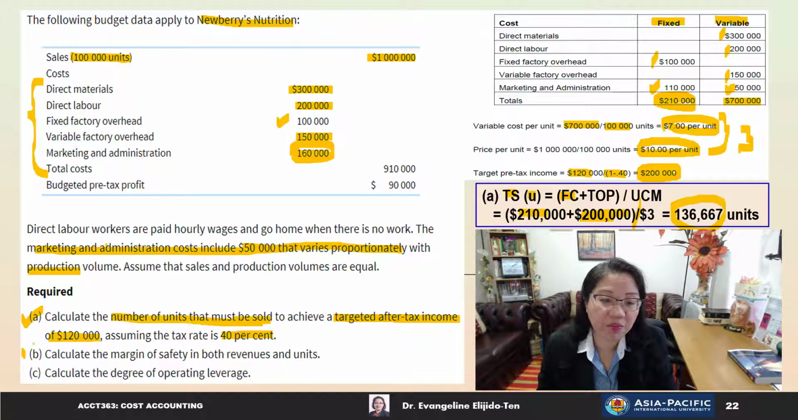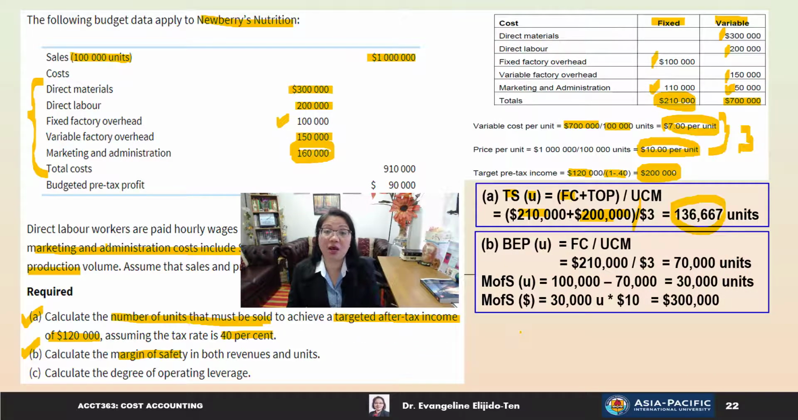So let's go to requirement B. Calculate the margin of safety in both revenues and units. So what's the formula for margin of safety? It's simply the difference between what? The current or budgeted sales minus the break-even sales. So we'll need to calculate the break-even point. In units, it's simply the fixed cost divided by the UCM. So we know that fixed cost is 210,000 divided by the UCM of 3. That will give us 70,000 break-even point in units. Currently, we are selling 100,000 units. All right, so 100,000 units minus the break-even point in units of 70,000, so that's 30,000 units margin of safety.